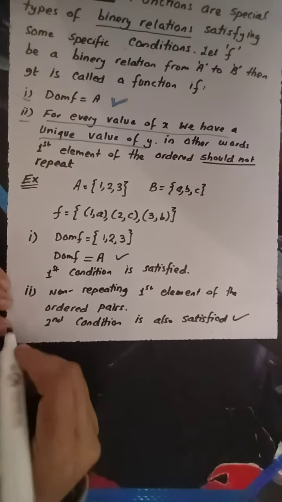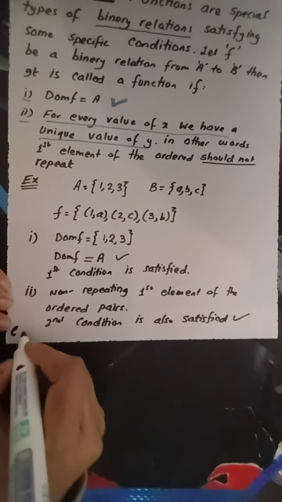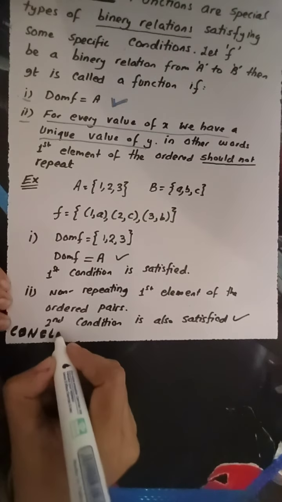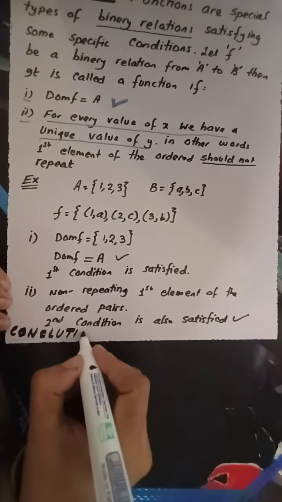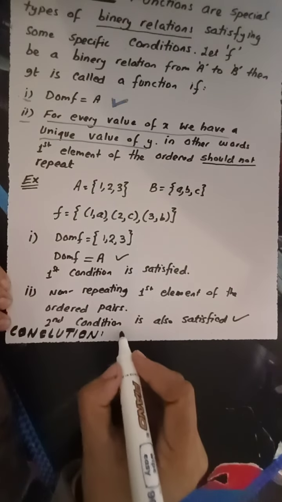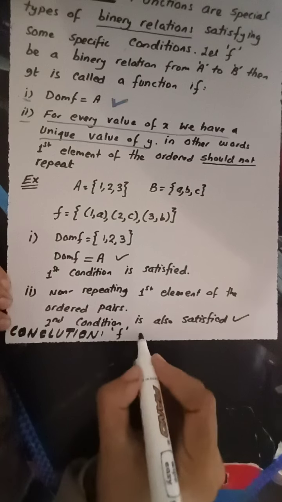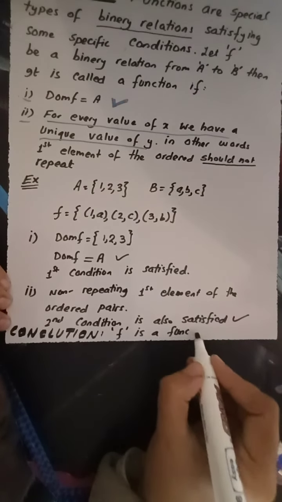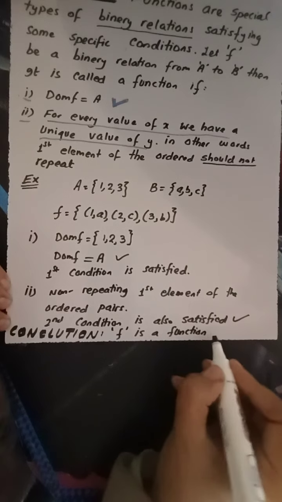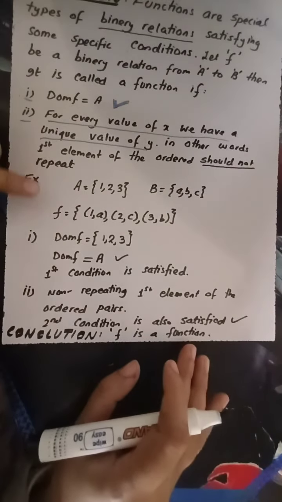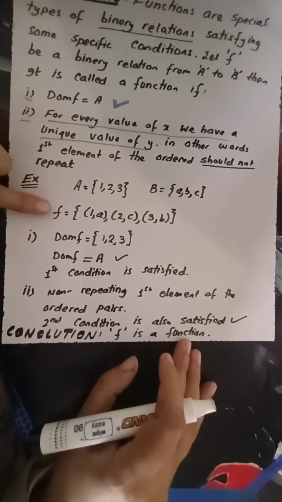Okay, so what we conclude is that the given binary relation f is a function because it satisfied both the conditions of a function. Okay, so this is how you check whether a given binary relation is a function or not.